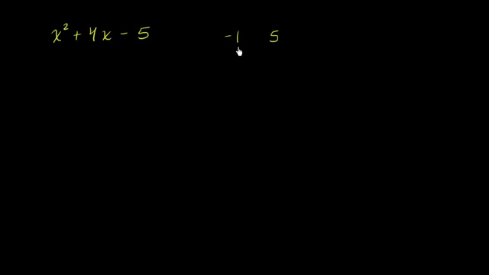The other option would have been, since we're just going to deal with the factors of 5, and 5 is a prime number, something like 1 and negative 5. There's only two factors for 5. So 1 and negative 5, the product would have been negative 5, but if you were to add these two numbers, you would have gotten a negative 4 right over here. So we're going to go with this right over here.